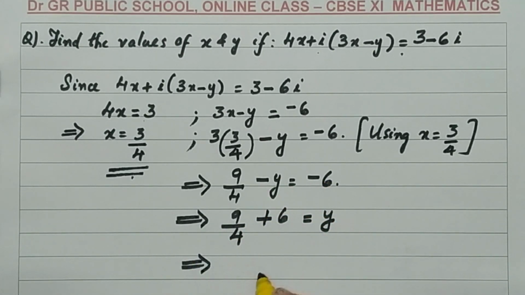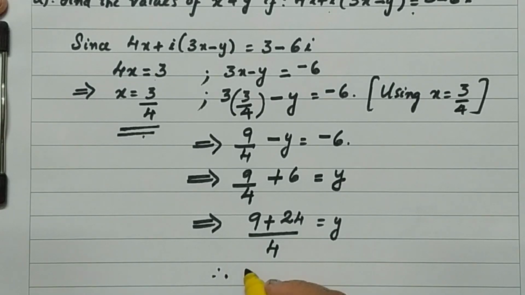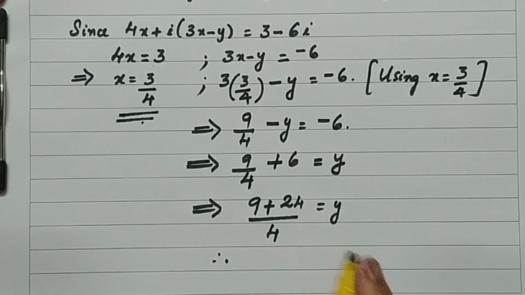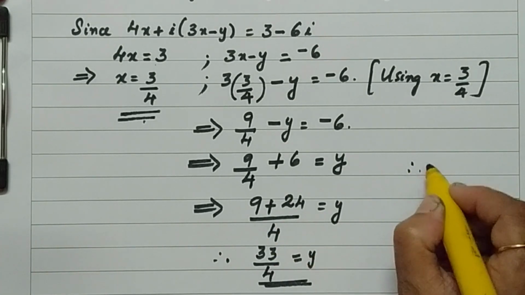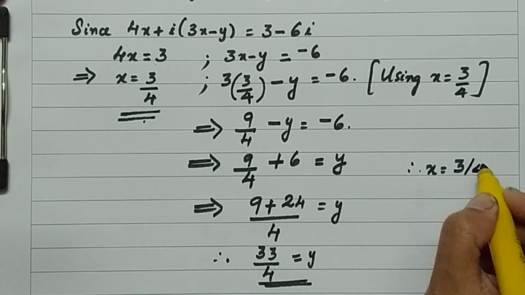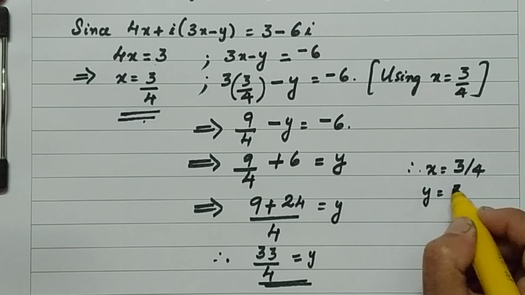Which implies, with LCM 4, 9 upon 4 plus 6 fours are 24 equals y. Therefore, what is the value of y? 9 plus 24 is 33 by 4 equals y. Thus, you got the values. Therefore, x equals 3 by 4 and y equals 33 by 4.